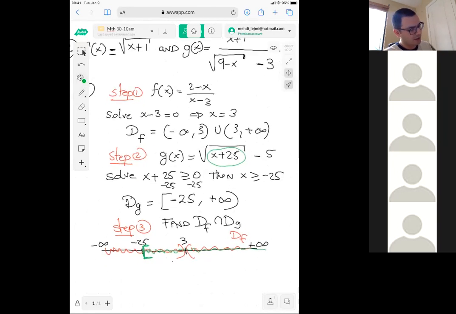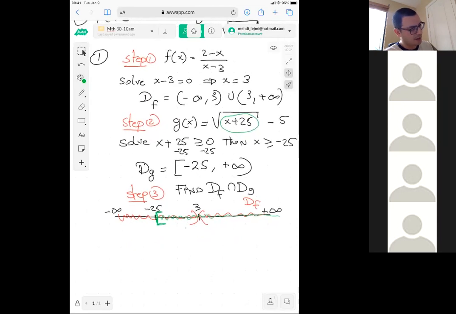So the common domain would be, of course, in this case, the interval which is at the same time red and green. So this interval here would be my intersection domain, except, of course, the 3, right? Because it's not in the domain of F. So it's not common to the two domains, right?